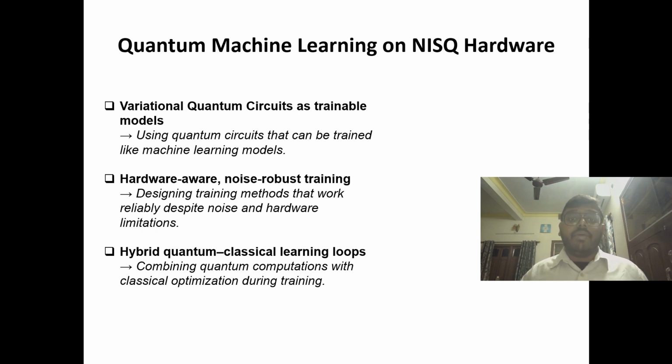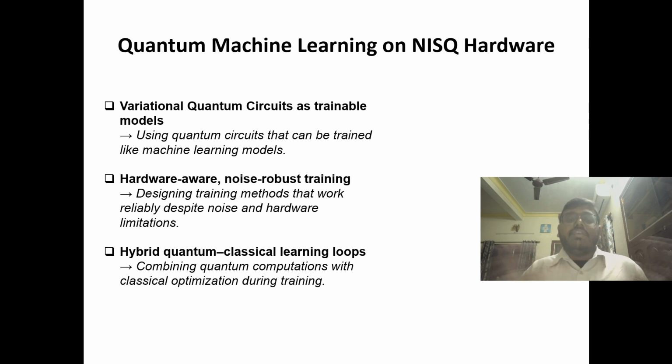A central theme of my work is also hardware-aware and noise-robust training, because whenever you are designing an algorithm for a variational quantum circuit and quantum machine learning architecture, it should have a low-depth architecture for NISQ-enabled devices. I explicitly account for device constraints such as native quantum gate sets and limited connectivity, and develop training strategies that mitigate noise, barren plateaus, and gradient instability.